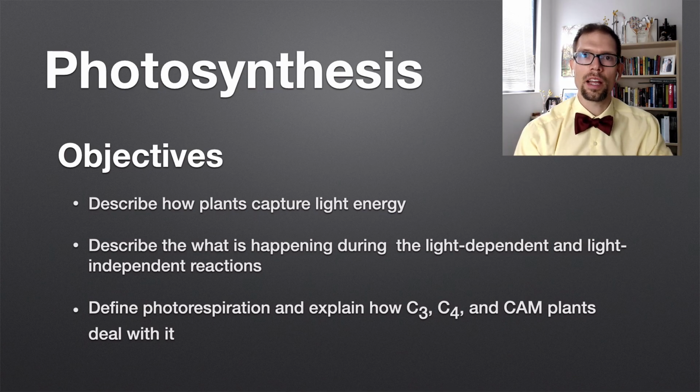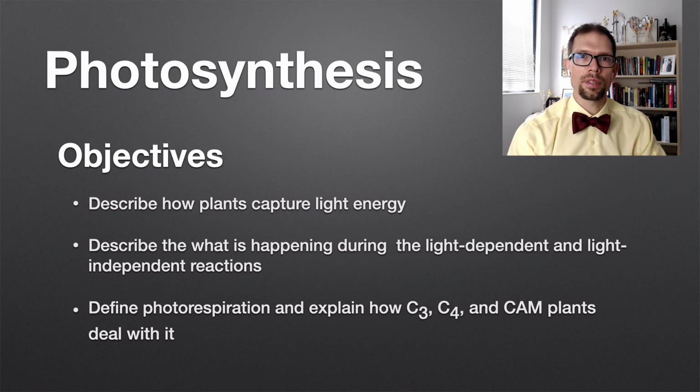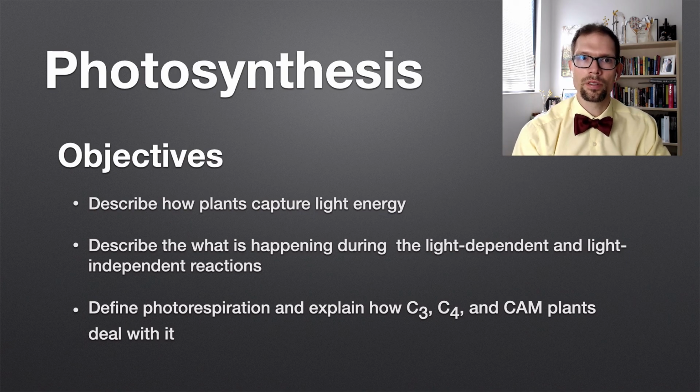Specifically, we are going to look at how plants capture light energy, use that light energy via the light-dependent reactions to create ATP and NADPH, and then how the NADPH and the ATP are then used by the light-independent reactions of the Calvin cycle to fix carbon into organic molecules such as glucose.